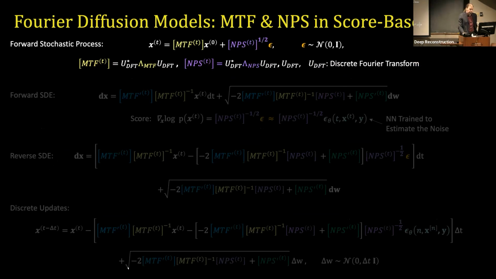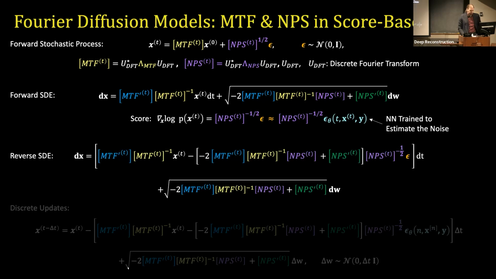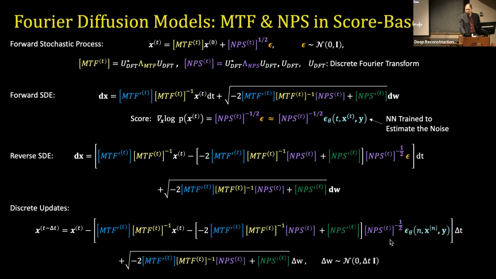So in this case, I can write down a new set of forward stochastic processes where I have a time varying MTF. So my image is going to degrade in a very specific way in terms of modulation transfer function, and the noise is going to come up in an analogous, very specific way. You can apply this using Fourier transforms. We have the same kind of forward model here. Here again is that score term that we're going to estimate using a neural network. And the continuous reverse stochastic differential equation and the discrete version, which we're actually going to use for our restorations.